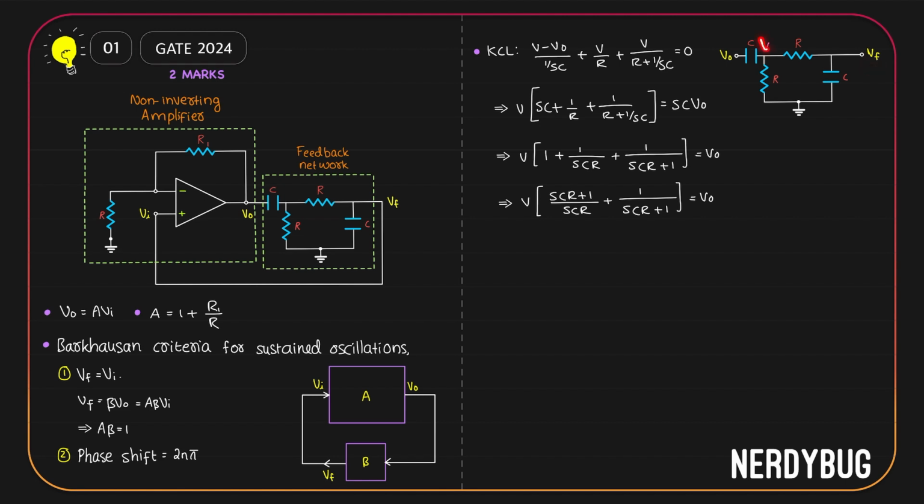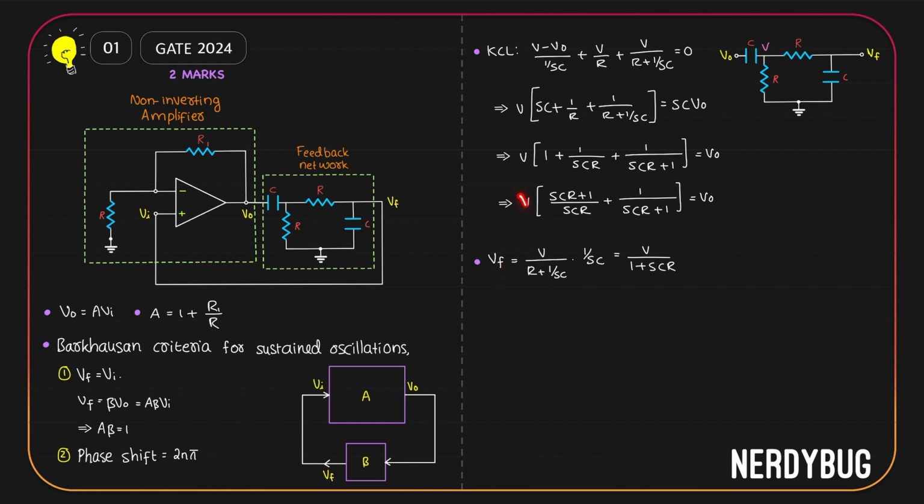We have V at this point. V is divided between R and the capacitor. Out of that, whatever is dropped across the capacitor is taken as VF. So VF can be written in terms of V simply by using voltage division. VF will be V divided between R and 1 by SC multiplied by 1 by SC. Or we can write V by 1 plus SCR. That means V is VF multiplied by 1 plus SCR.